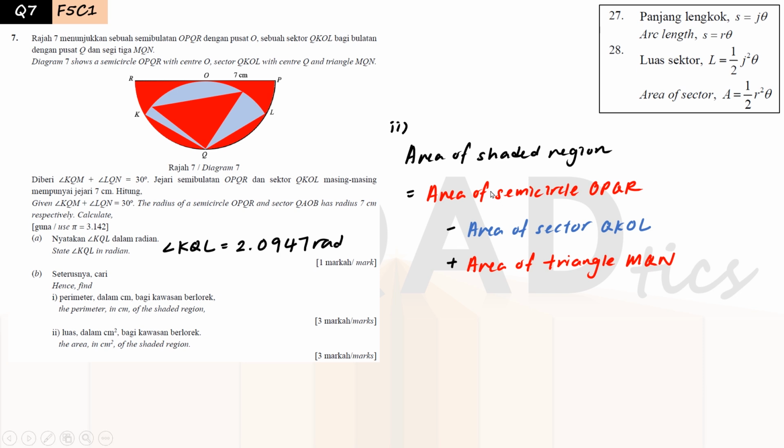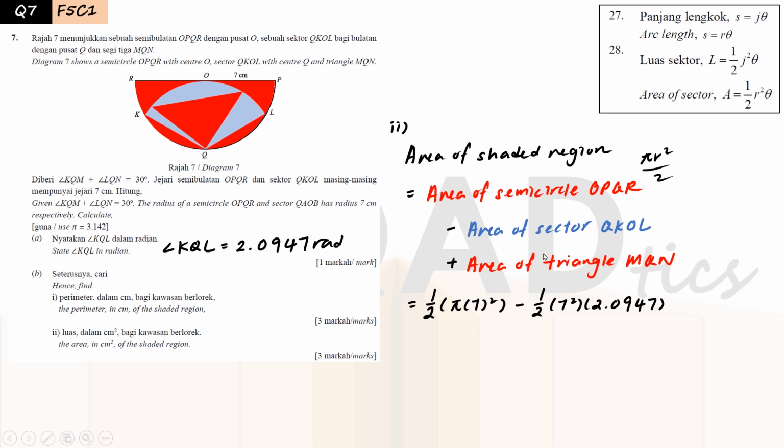Now let's find out the area of the semicircle, which is simple. We can use the formula to find the area of a circle, which is pi r squared, and then this is a semicircle, so divide by 2. The r here would be the radius of this semicircle, which is 7. And for the area of the sector, we can use this formula, so minus 1 over 2, the r would be 7, and the theta here would be the answer in part A.